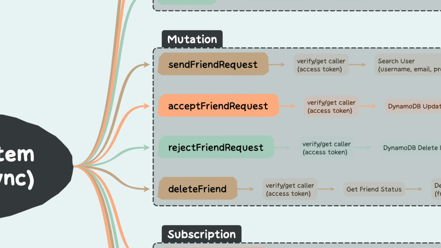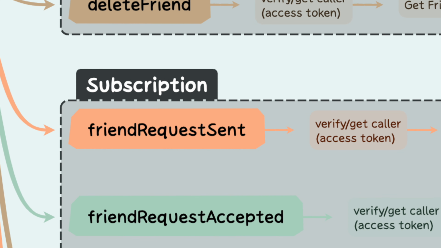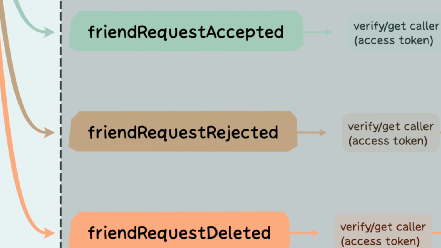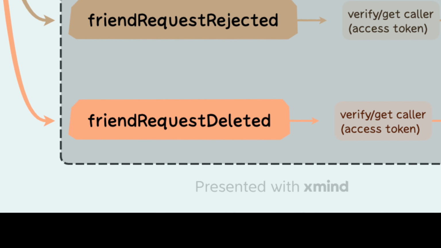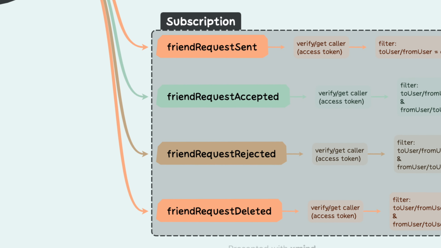Additionally, we want to receive notifications when certain events happen, such as when a user receives a friend request, when their request is accepted or rejected, and when the friend request is deleted. These APIs are subscriptions, which notify you when the data changes due to the mutations.